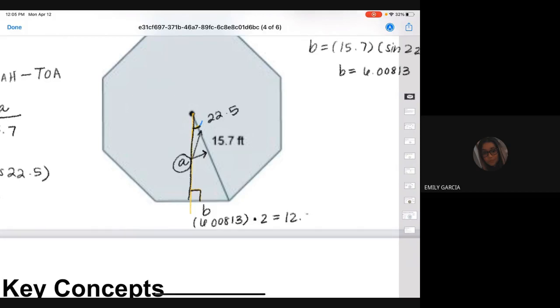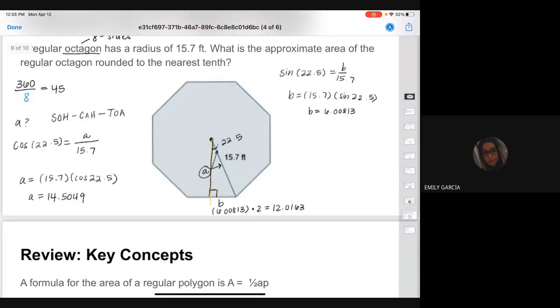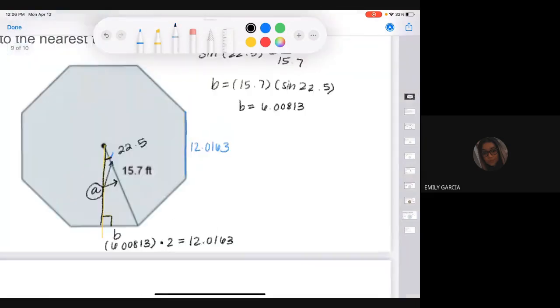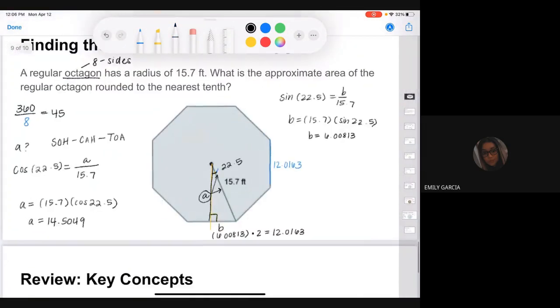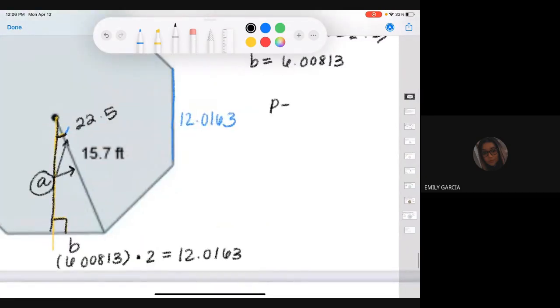Which is 12 point. Okay, and so now I can find my perimeter because I have the length of my entire side. My sides are equal to, now I plug that in, find my perimeter. I have 8 sides. Times 8.